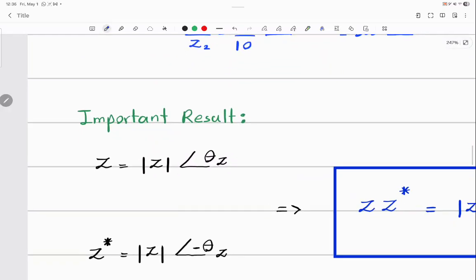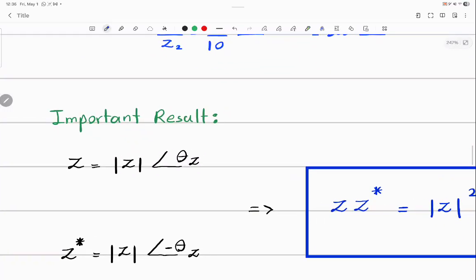Important result of this, especially for the last 2-3 lectures. First of all, look at the left side. Z is equal to magnitude with theta. Z conjugate is magnitude with negative theta, right? What happens if I multiply Z and Z conjugate? So the magnitude squared, and I should add the angles. Angle would be 0. Do I need to write the angle of 0 or no?